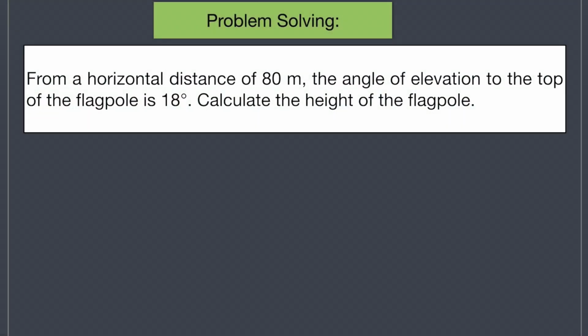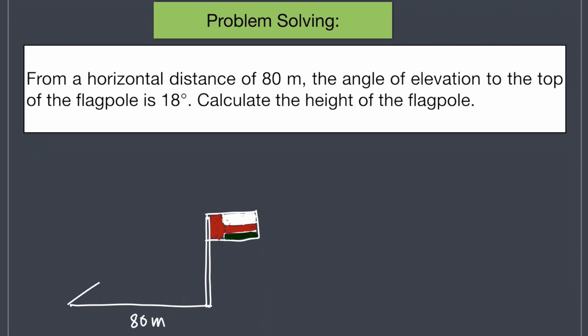Okay, I have here a problem. From a horizontal distance of 80 meters, the angle of elevation to the top of the flagpole is 18 degrees. Calculate the height of the flagpole. First thing is we have to illustrate it very carefully. First, we have to draw a flag here. Look at this. From a horizontal distance of 80 meters, and the angle of elevation which is 18 degrees. And here we are going to calculate the height.